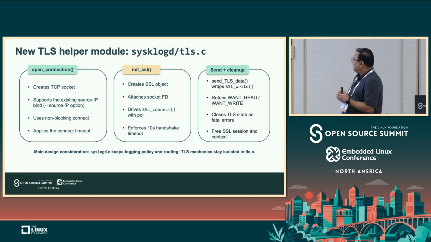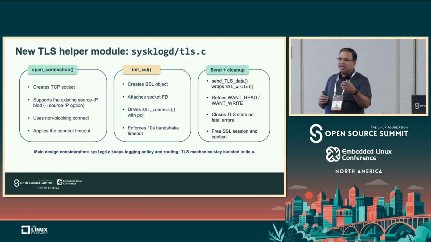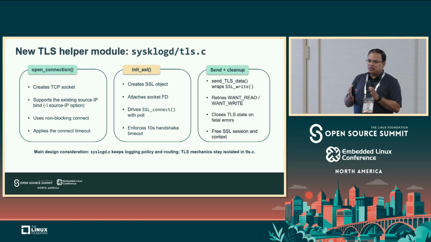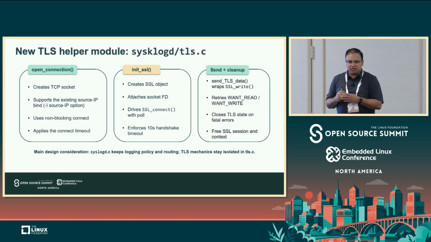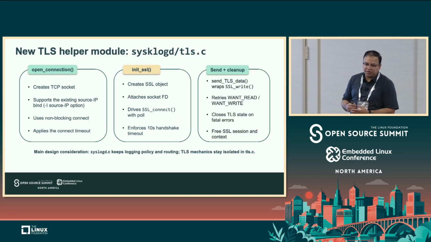Then for the send and cleanup, we have developed small wrapper functions, which basically use the OpenSSL APIs internally. So the OpenSSL APIs are wrapped inside these functions. So if somewhere I have to change the backend from, say, OpenSSL to mbedTLS or an inbuilt BusyBox TLS, only this file needs to be changed.